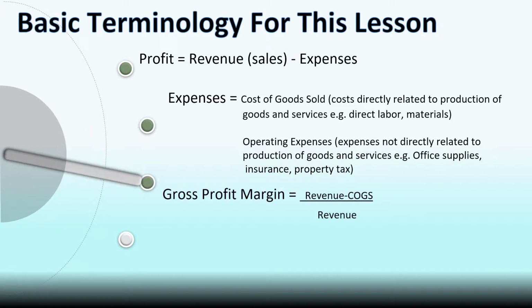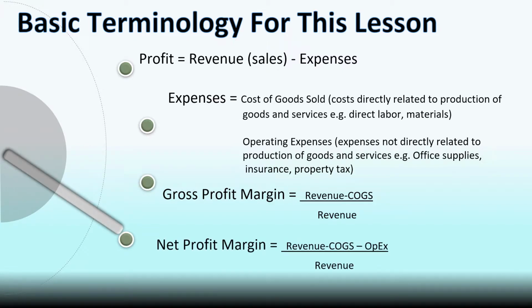There's really two types. One is called gross profit margin, sometimes called profit margin. It's equal to revenue minus COGS divided by revenue. And then the last term is net profit margin. This differs from gross profit margin in that it accounts for OPEX. So the equation is revenue minus COGS minus OPEX divided by revenue.